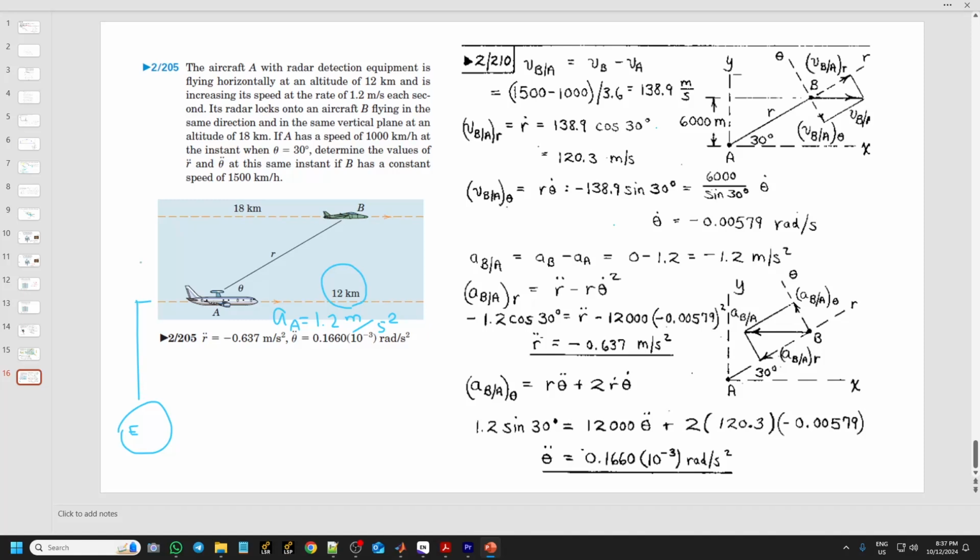And the other one is 18 kilometers. So here to here is 18 kilometers. And it is increasing its speed at a rate of 1.2 meter per second. So the acceleration is 1.2 meter per second squared. Remember, here is the second, here is second squared, because we are talking about acceleration.